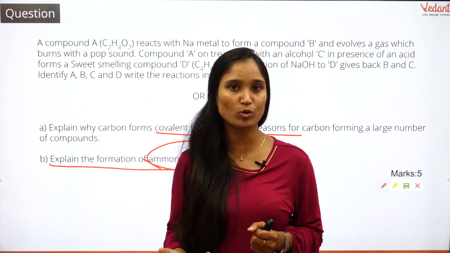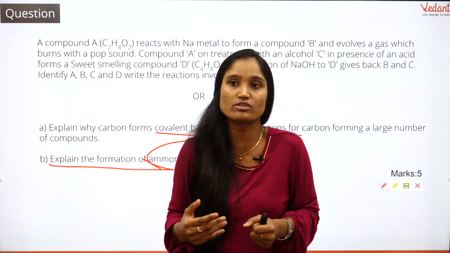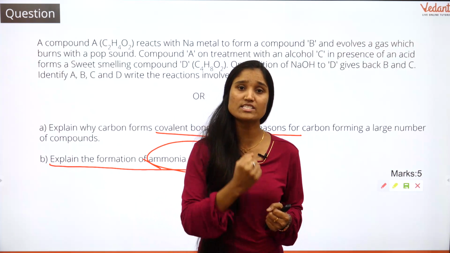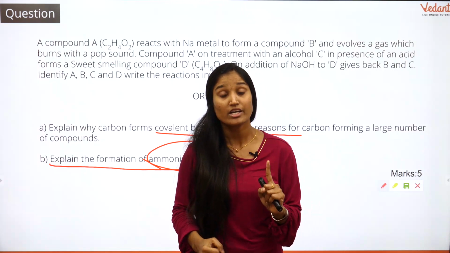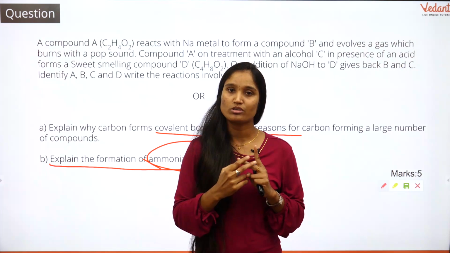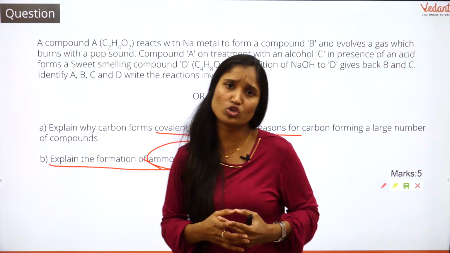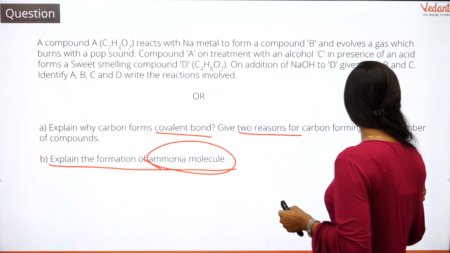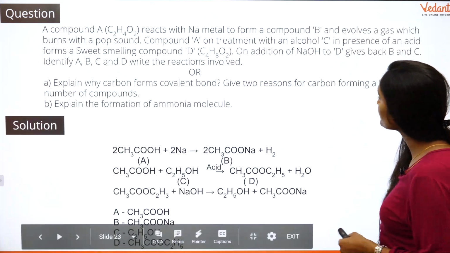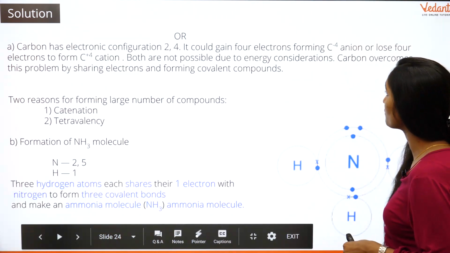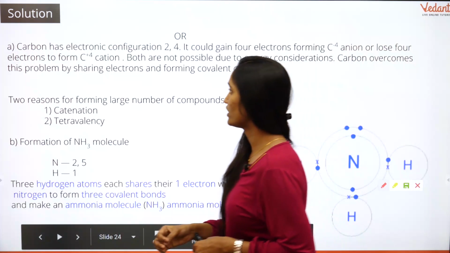Why will something form a covalent bond? What are the conditions to be satisfied when you want something to form a covalent bond? 1. It has to be a non-metal. 2. The counterpart, or the other element involved in bonding, also should be a non-metal. So now let's look at the reason why carbon prefers to form covalent bonds.